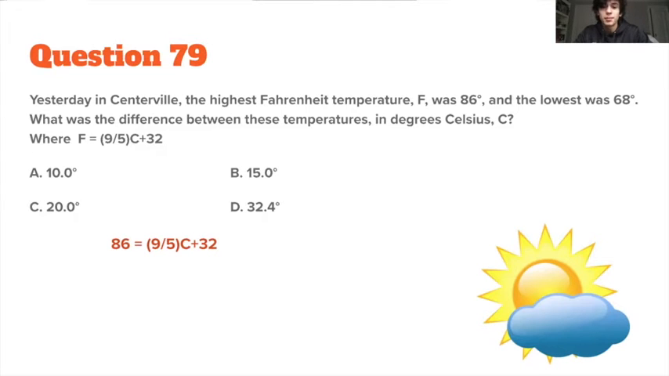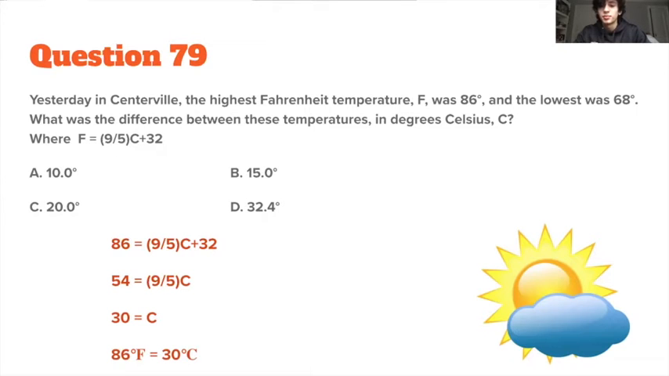We can find its temperature in Celsius by plugging in 86 for the variable F. Our first step in solving for C is to subtract 32 from both sides. We get 54 equals 9 over 5C. Now, since C is being multiplied by 9 over 5, we need to multiply both sides of the equation by 5 over 9, the reciprocal of 9 over 5, to get C alone. We get C equals 30, or that 86 degrees Fahrenheit is the same as 30 degrees Celsius.